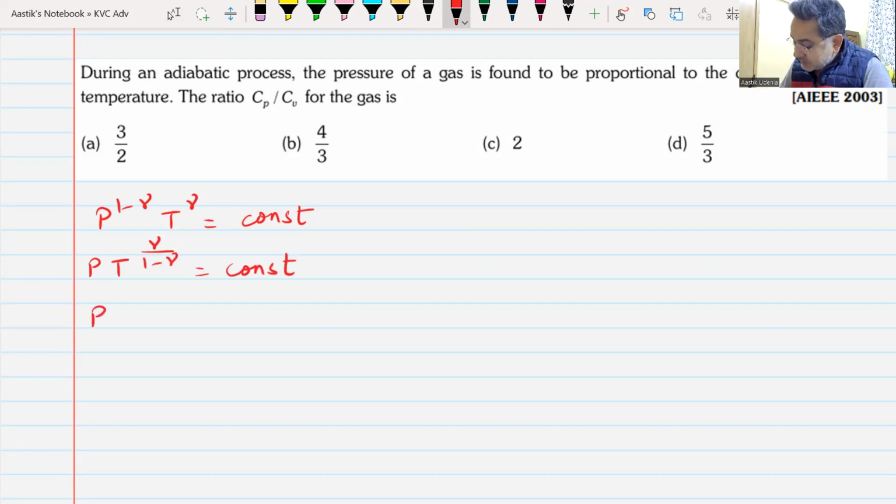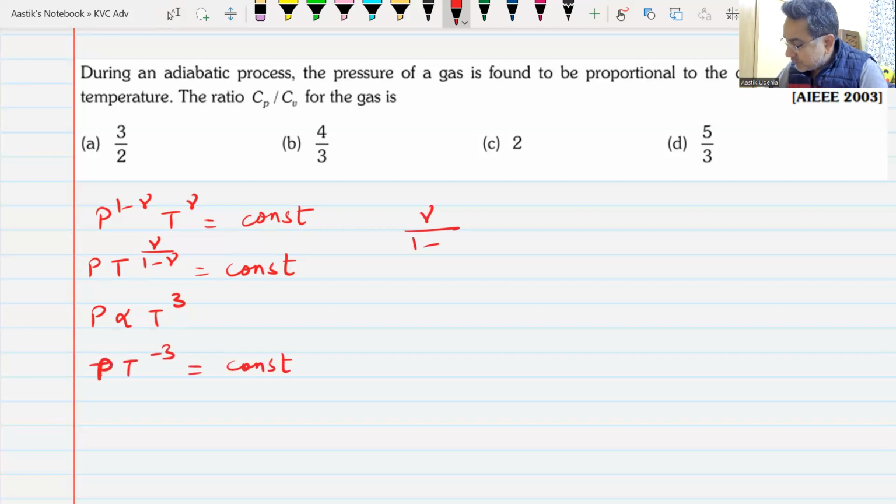Here they have given pressure is directly proportional to T cube. Or I can write P into T raised to the power minus 3 is a constant. That means gamma upon 1 minus gamma is minus 3. From there, you get the value of gamma. What is gamma? 2/3, sir. 2/3. Is it coming as 2 by 3?